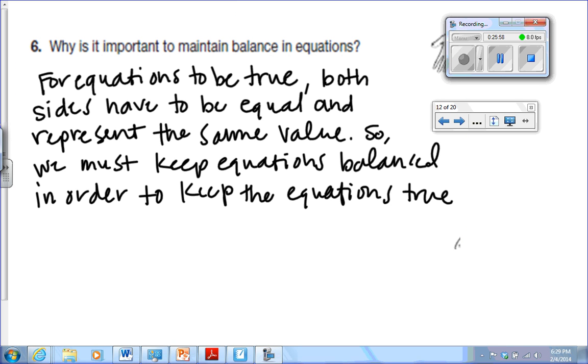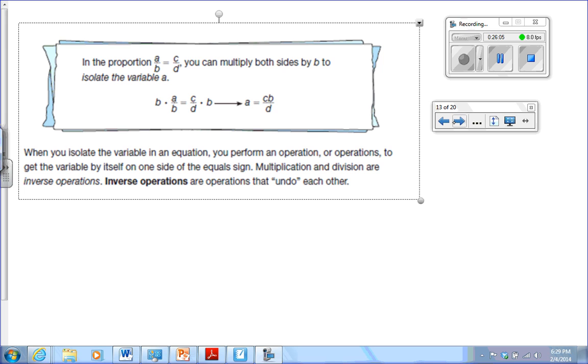So both sides have to represent the same value, so we must keep equations balanced in order to keep the equations true. In the proportion A over B equals C over D, you can multiply both sides by B to isolate the variable A. So notice we brought this out here, multiplied by B. If we do it to this side, we have to do it to the other side of the equal sign.